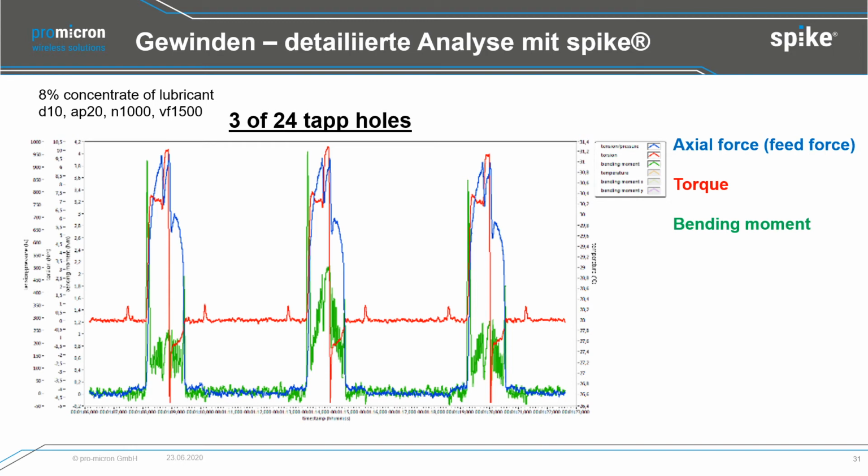In tapping, many customers also still use the spindle motor system because they say torque and feed force are the most important. Sure, these are very important. Feed force you can see here also in the axial force in the blue graph, and you see the torque. But remember, Spike also shows you the bending moment. And by just looking at 3 of 25 tap holes, we can see the same process development in red and blue, but we can also see differences in the tapping operation itself by looking at bending moment.